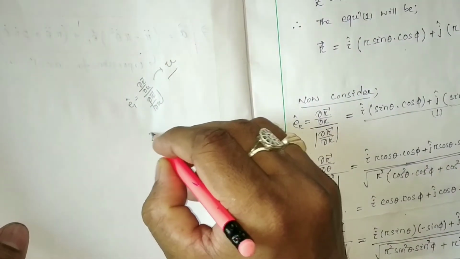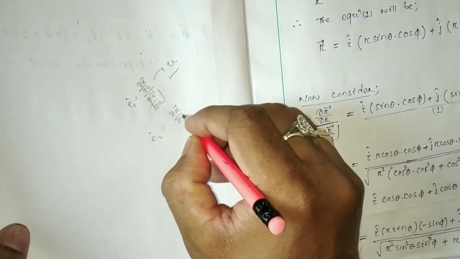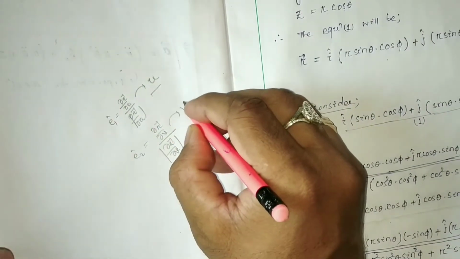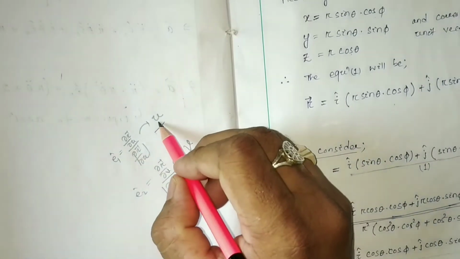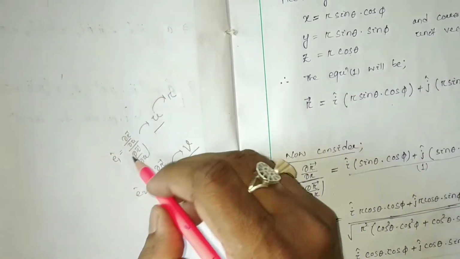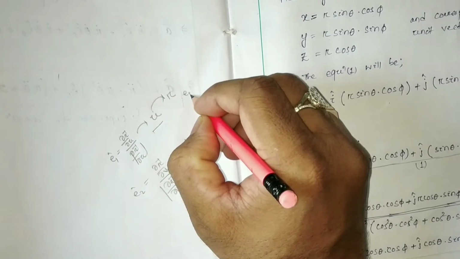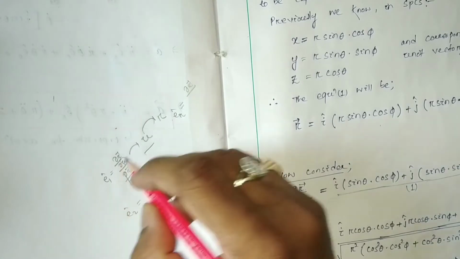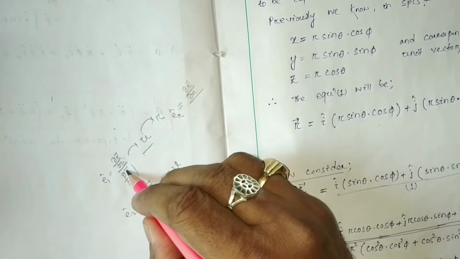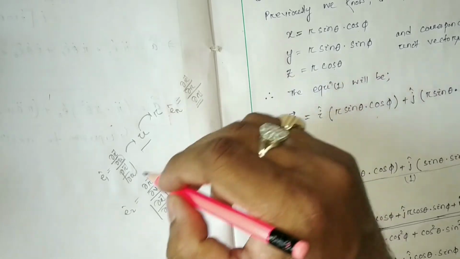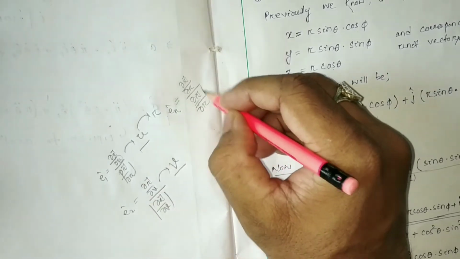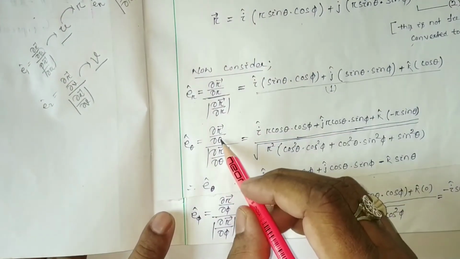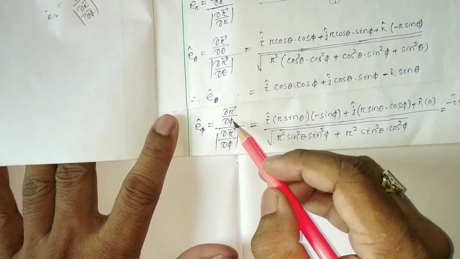Likewise, e2 cap is nothing but del r by del v divided by the modulus of del r by del v, for the v curve. So as the u curve is transformed to r, then its corresponding e_r cap will be written as what? Instead of u we have to write del r divided by modulus of del r by del r. Same thing it has been written. So instead of v we write theta, and instead of w we write phi, corresponding to e phi cap.